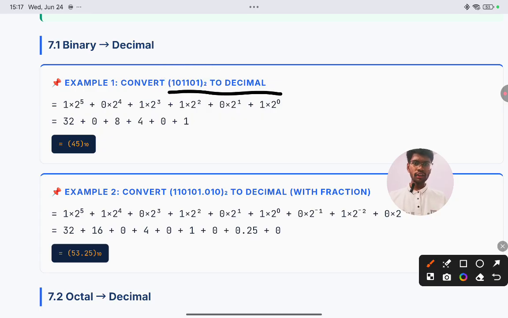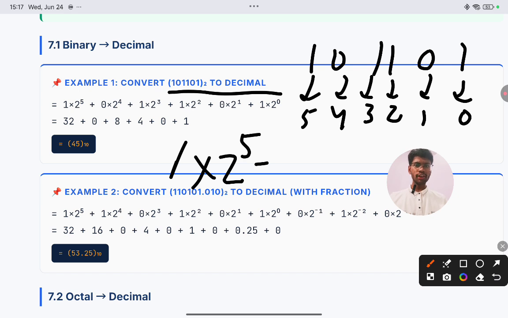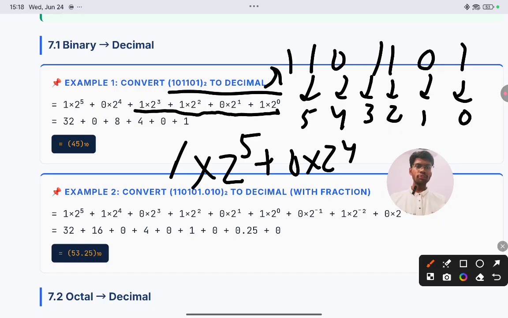Let's say 1 0 1 1 0 1. This is position 0, then position 1, 2, 3, 4, and 5. Multiply according to position with 2. So 1 into 2 to the power 5, plus 0 into 2 to the power 4, plus 1 into 2 to the power 3, 1 into 2 square, plus 0 into 2 to the power 1, plus 1 into 2 to the power 0. Anything to the power 0 is 1.